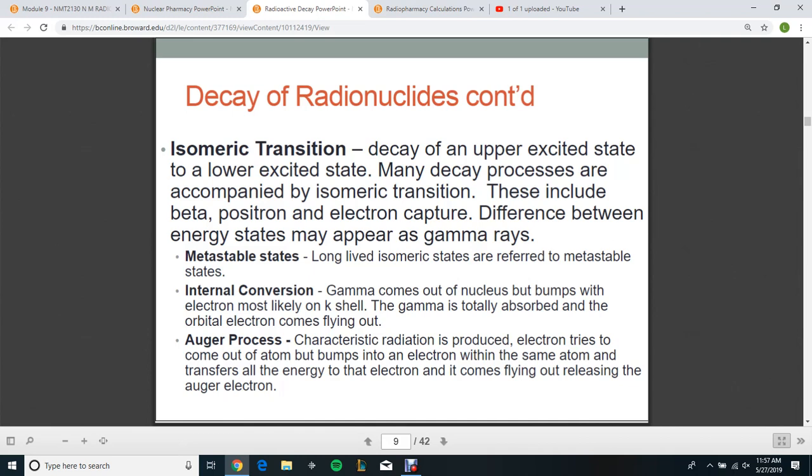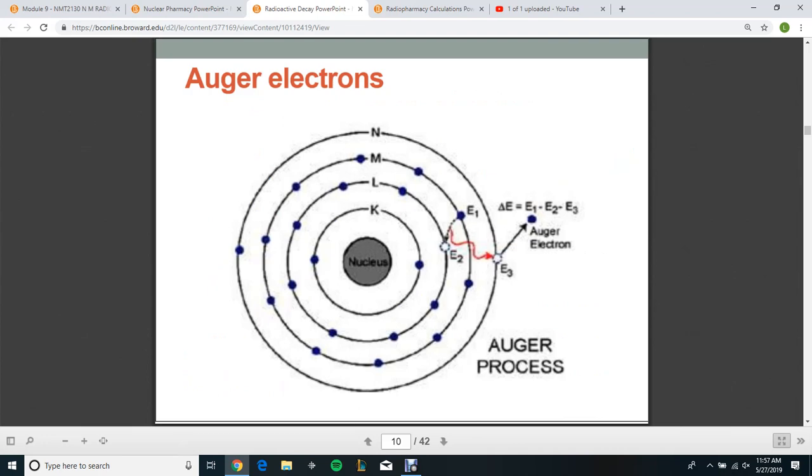The Auger process. Characteristic radiation is produced. An electron tries to come out of an atom but bumps into an electron within the same atom and transfers all the energy to that electron, which comes flying out, releasing the Auger electron. Here we have an image of the Auger process.